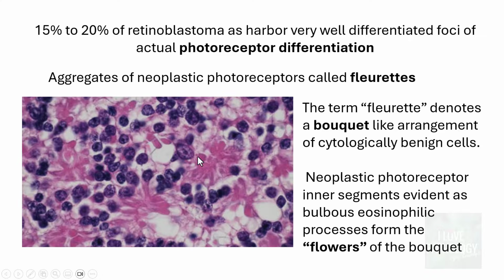These are the fleurettes, because the term fleurette basically denotes a bouquet-like arrangement of cytologically benign looking cells. They don't look too malignant. They don't have lots of mitosis, and all those things. And these neoplastic photoreceptor inner segments are evident as bulbous eosinophilic processes. Can you see that? So these are bulbous eosinophilic processes which actually form the flowers of this bouquet. So that's why they are called fleurettes.